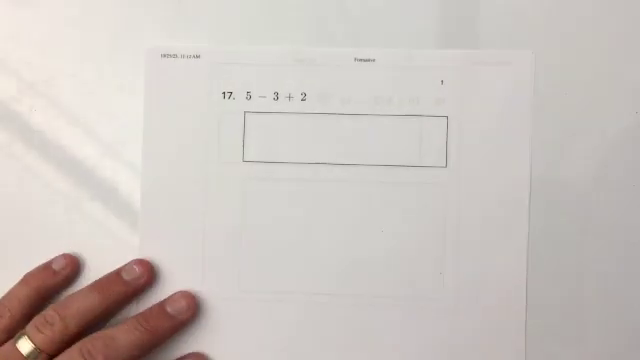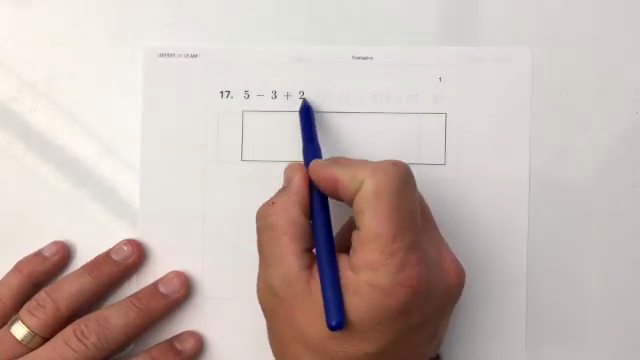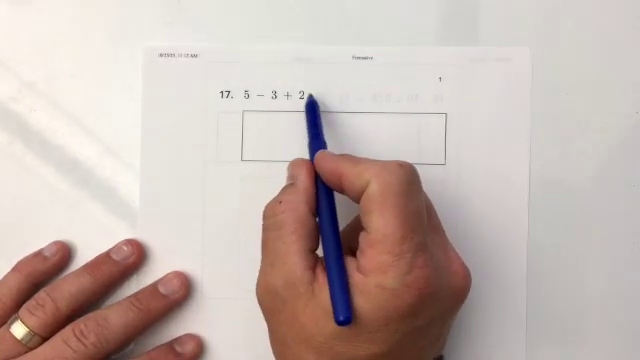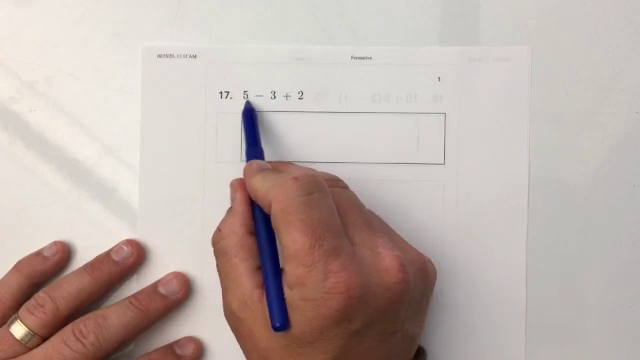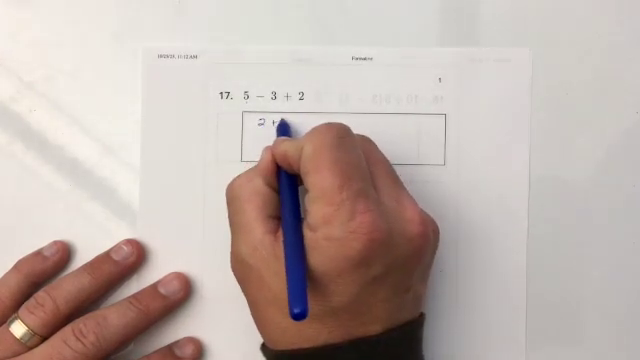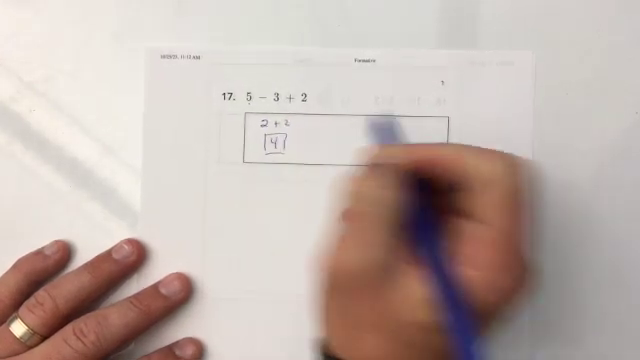17. 5 minus 3 plus 2. You might be tempted to do 3 plus 2 first. That's a trick. You have to go left to right. 5 minus 3 is 2. 2 plus 2 is 4.